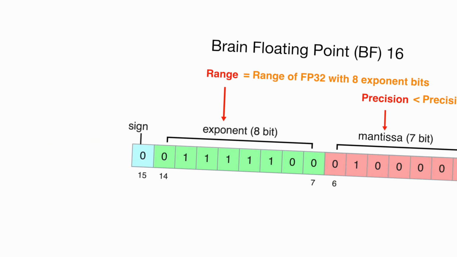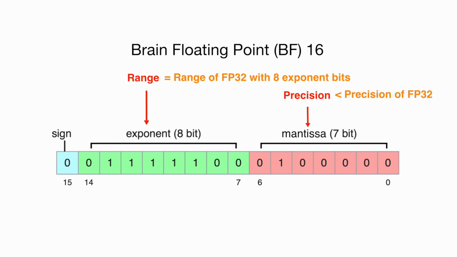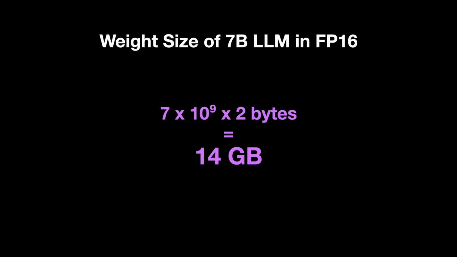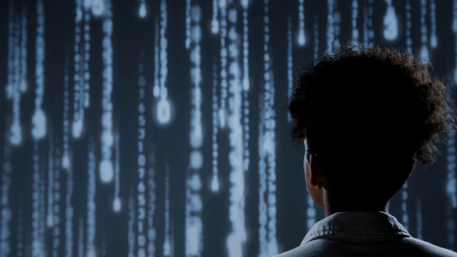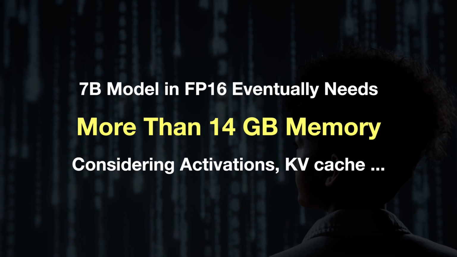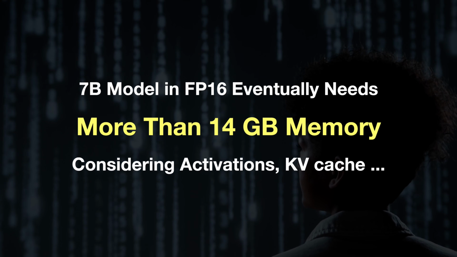If each parameter is stored in floating point 16 or brain floating point 16, that is 2 bytes per parameter. So the rough memory math is simple. 7 billion parameters times 2 bytes is about 14 gigabytes. That means just the model itself needs around 14 gigabytes of memory in floating point 16 or brain floating point 16. And you need to pay attention that we are not counting activations or KV cache or runtime overhead in our simple calculation. It's just the parameters, basically the model itself.